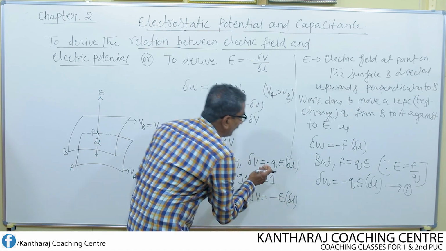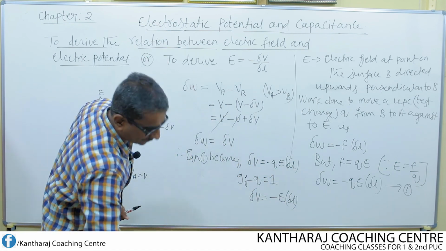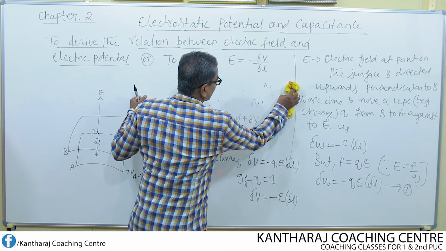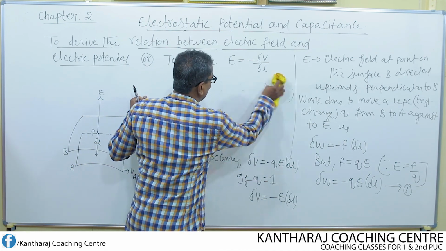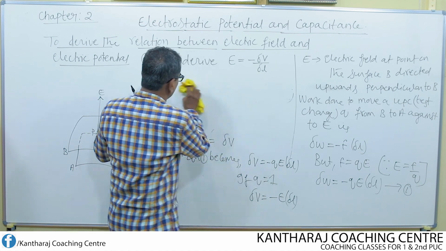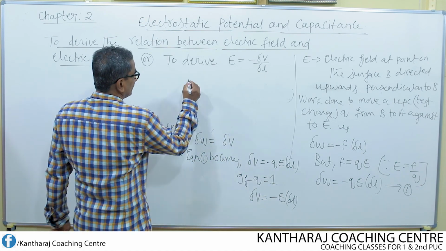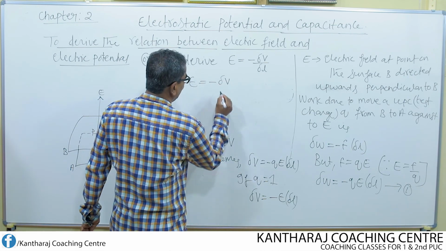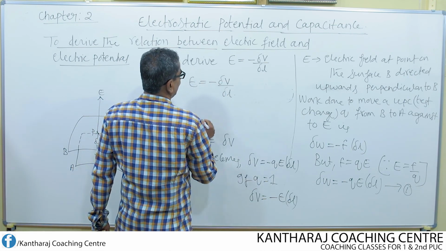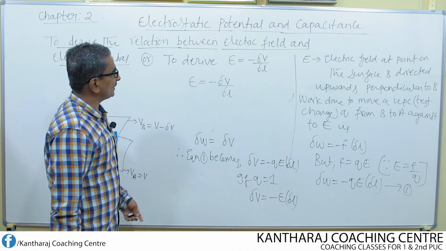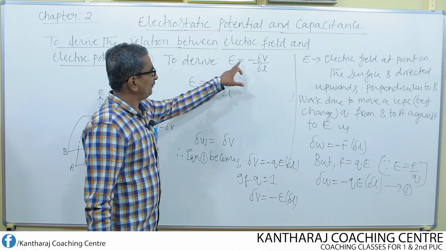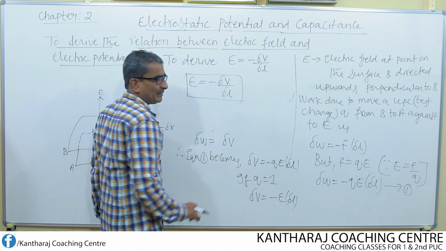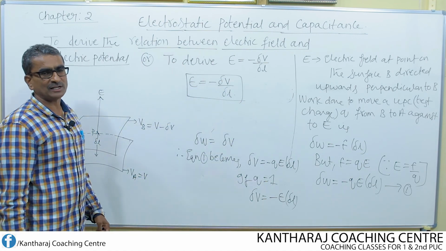Now finally, what is the expression for the electric field? E equal to minus delta V divided by delta L. So this is the relation between the electric field and the electric potential, which is derived by taking two equipotential surfaces.